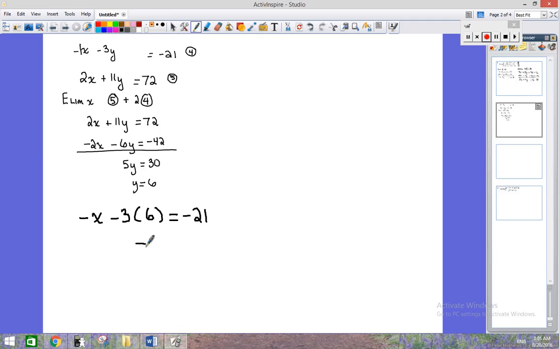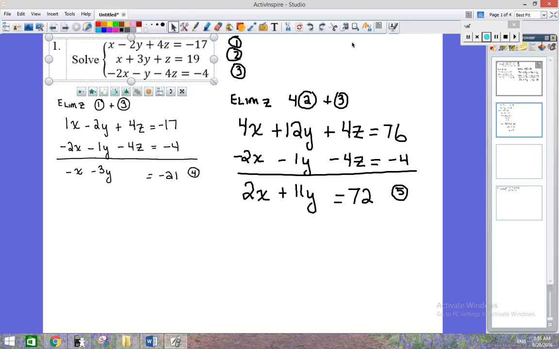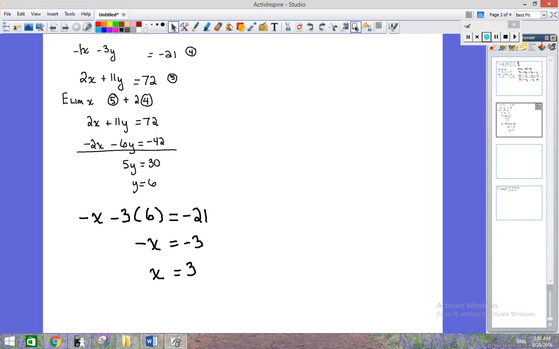Alright, so let's solve for x. Let's add 18 to each side and take the opposite of each side. And now we have 2 of our 3 variables. So we need to return to our original system of equations and look at the original variables. They were the only ones that had all 3. Let's paste it over here.